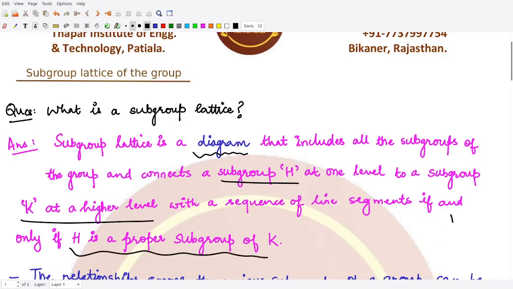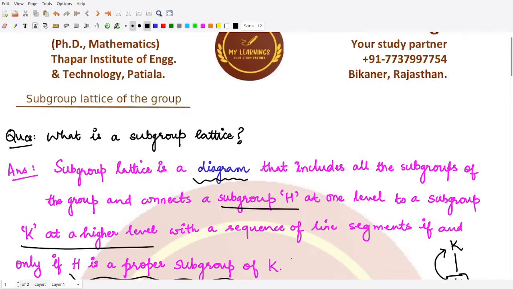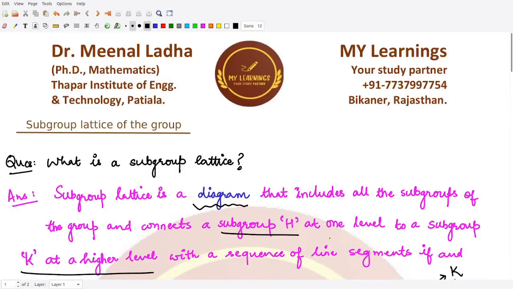So that means if we have K and H, and H is a proper subgroup of K, then we represent it with a straight line segment where H is lying below K, representing that H is smaller and is contained in K, and it is a subgroup of K. Right? So the relationship among various subgroups of a group can be illustrated with the help of the subgroup lattice of the group.